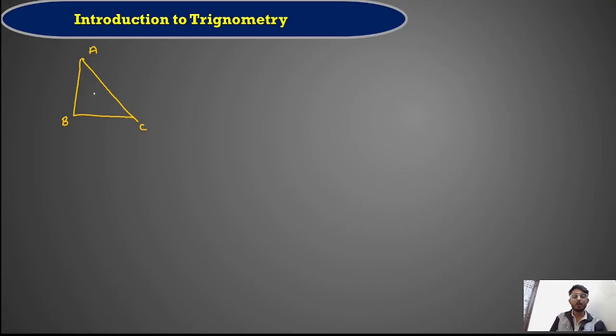In trigonometry we always talk about a right angle triangle. What is a right angle triangle? A triangle in which one angle is a right angle, means a triangle in which 2 angles are less than 90 and 1 angle is of 90 degrees, is known as a right angle triangle. Basically here let's say angle B is 90 degrees and A and C are the other angles in this triangle.